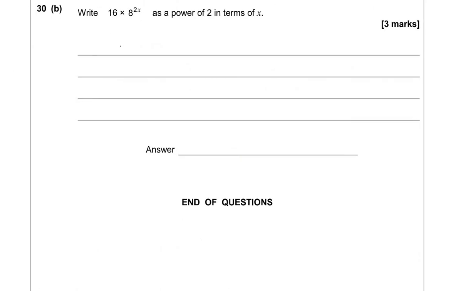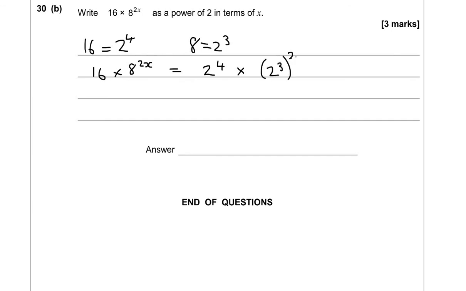Okay, and the final question. Now these questions always come down to knowing or changing them into the same base. So we know that 16 equals 2 to the 4, and we know that 8 equals 2 cubed. So let's rewrite this. So we get 16 times 8 to the 2x equals 2 to the 4 times, and then we'll do a bit of bracketing to keep it separate. It's (2 cubed) to the 2x.